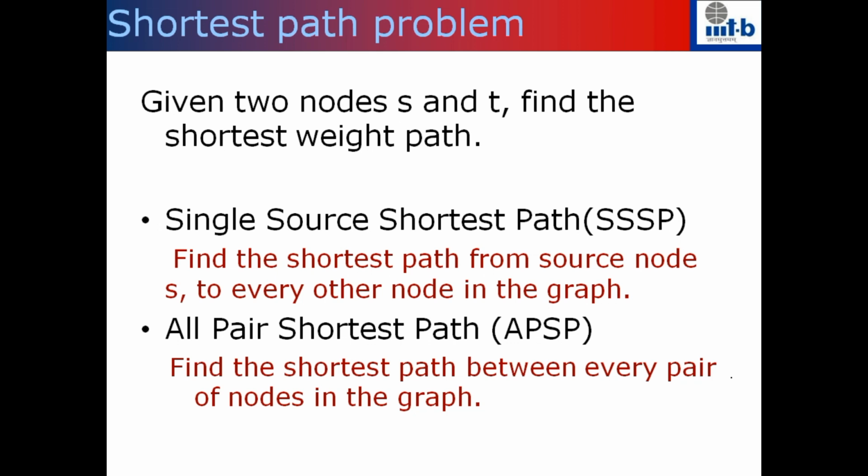but when you look at the algorithms, there are two kinds of algorithms. One is known as the single source shortest path problem. In the single source shortest path problem, you're given a source and this algorithm will find the shortest path to every other node in the graph. And the other variant that we are going to see is all-pair shortest path, that is, find the shortest path between every pair of nodes in the graph.